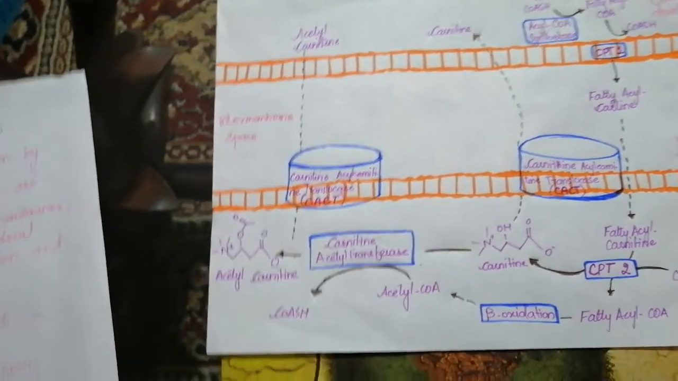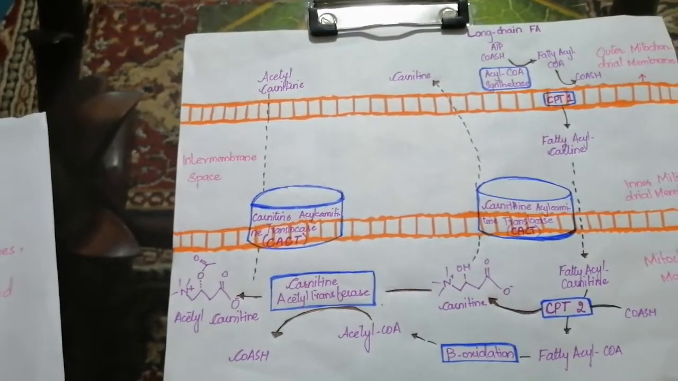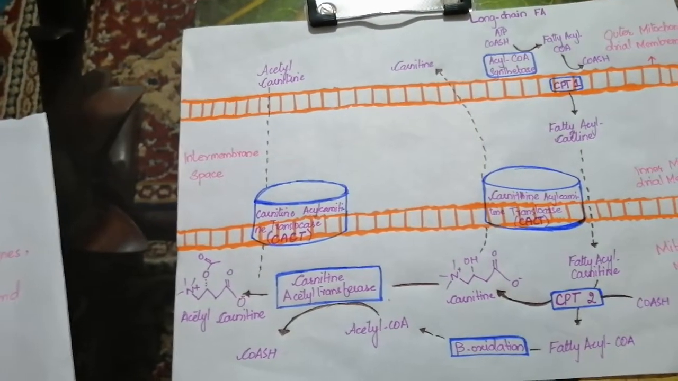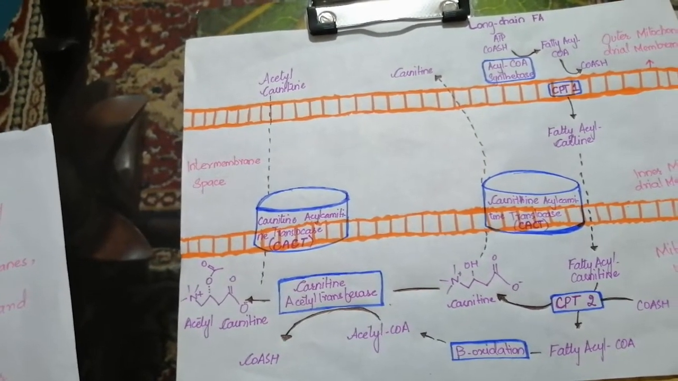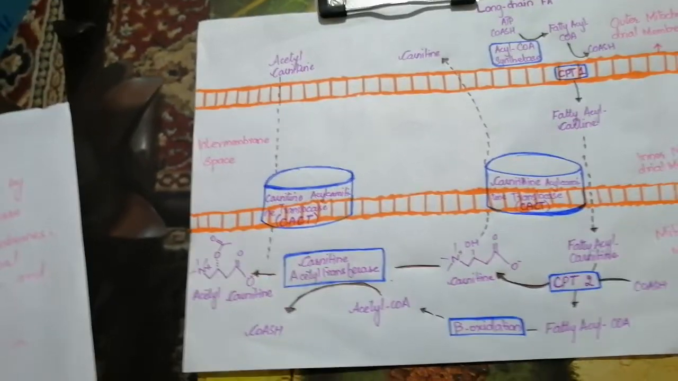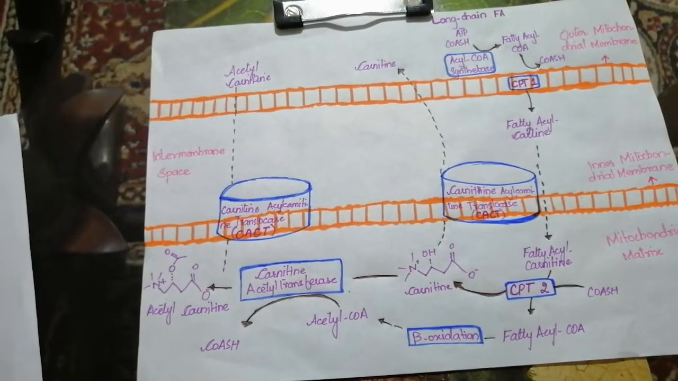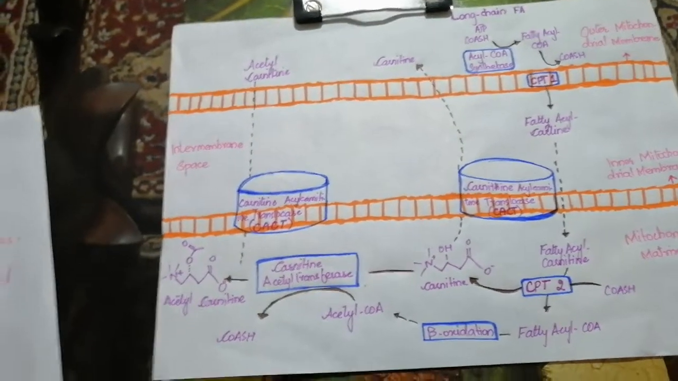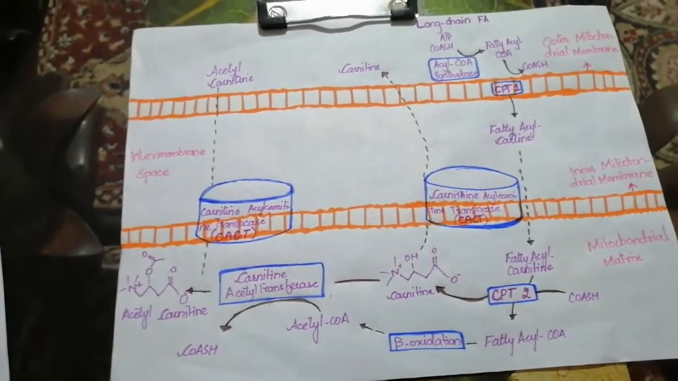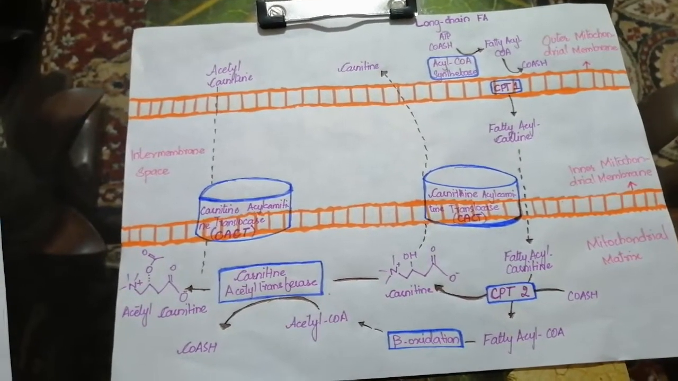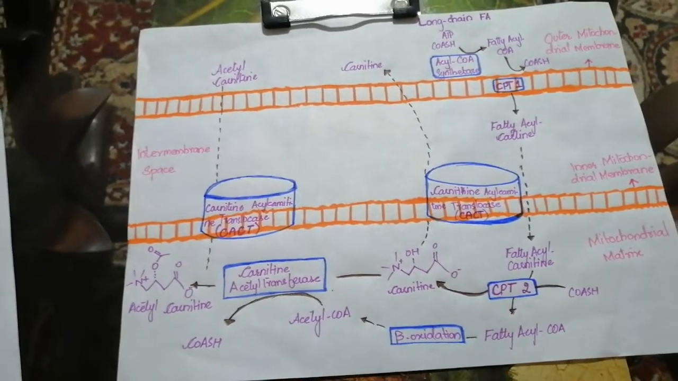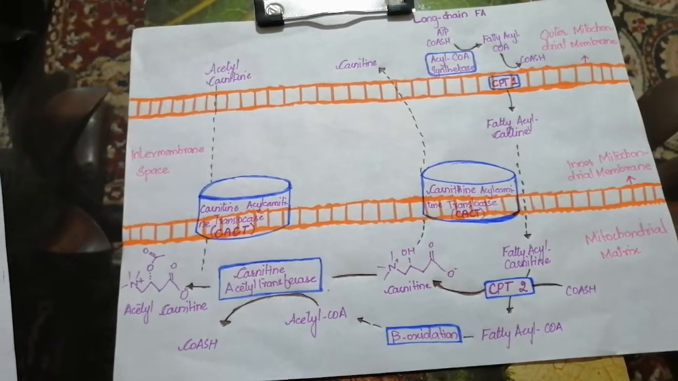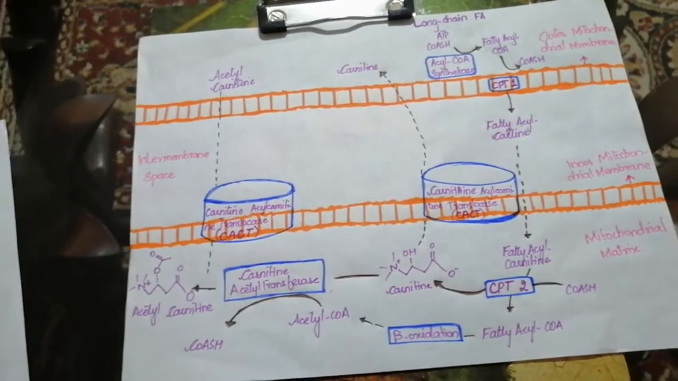Then this acetyl carnitine will go through these membranes into the cytosol and become a carrier for another long chain fatty acid. So this is all about the carnitine shuttle system and how carnitine is biosynthesized in our mitochondrial matrix.